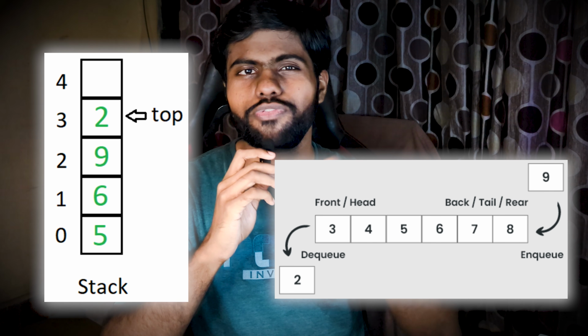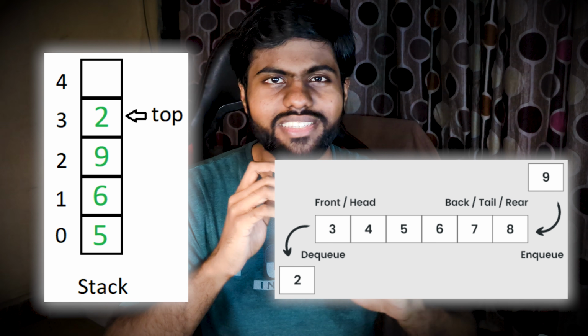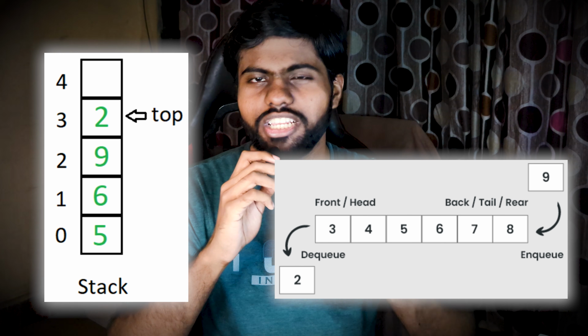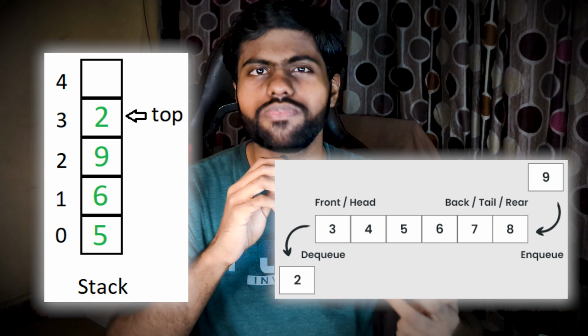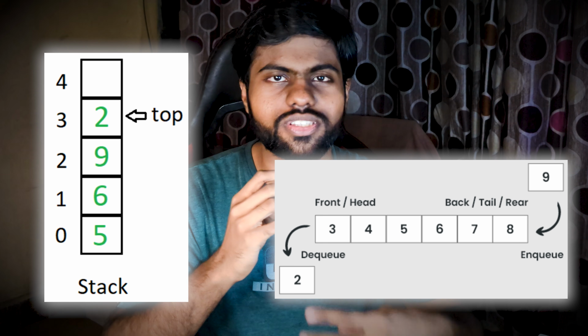Stacks always have a few standalone problems, like valid parentheses or any other problems, and queues also have a few problems, but both of these data structures most of the time serve as supportive data structures as well.